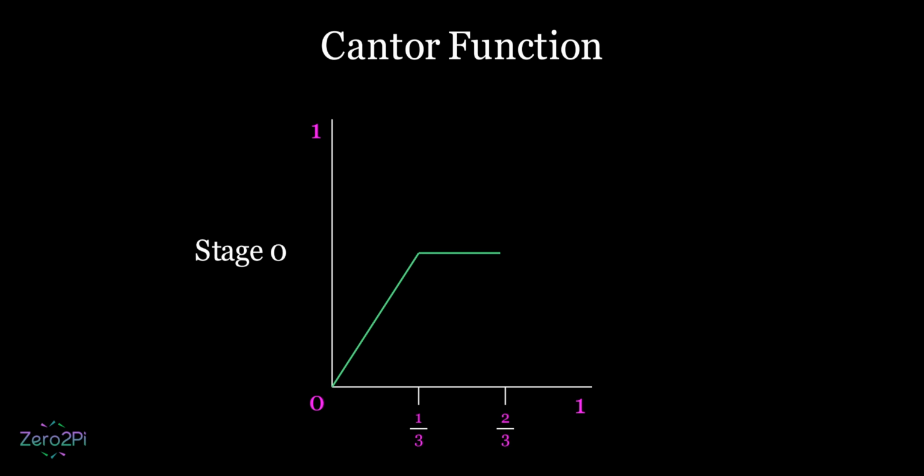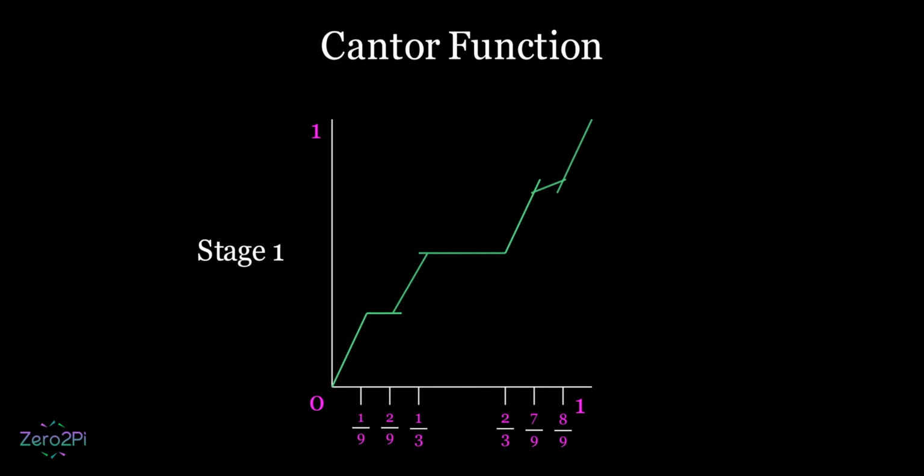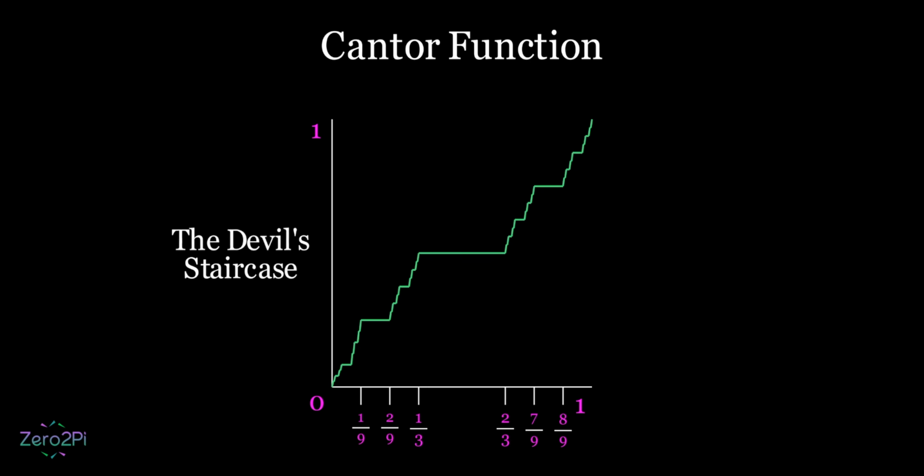First, we draw a single flat line from 1/3 to 2/3. This gives us stage 1. Next, we add 2 more flat lines from 1/9 to 2/9, and then 7/9 to 8/9, for stage 2. For stage 3, we add 4 more flat lines in the middle thirds of our diagonals. Repeat this process infinitely to get the Cantor function. Thus, you get a function that rises from 0 to 1, but is flat almost everywhere and has 0 slope. This is the Devil's Staircase, a function that climbs without really climbing.